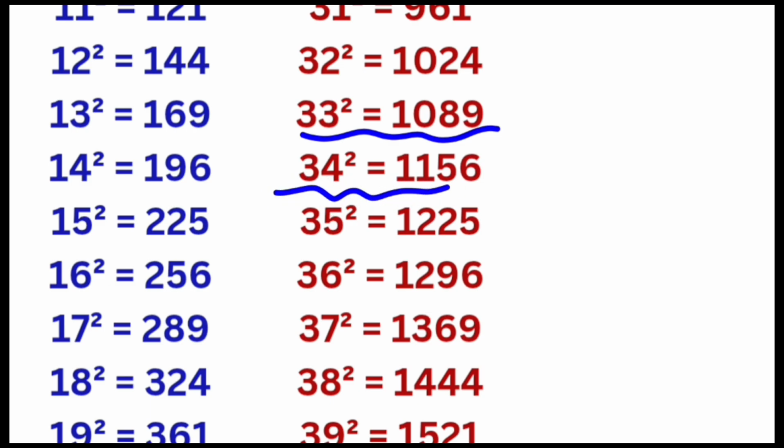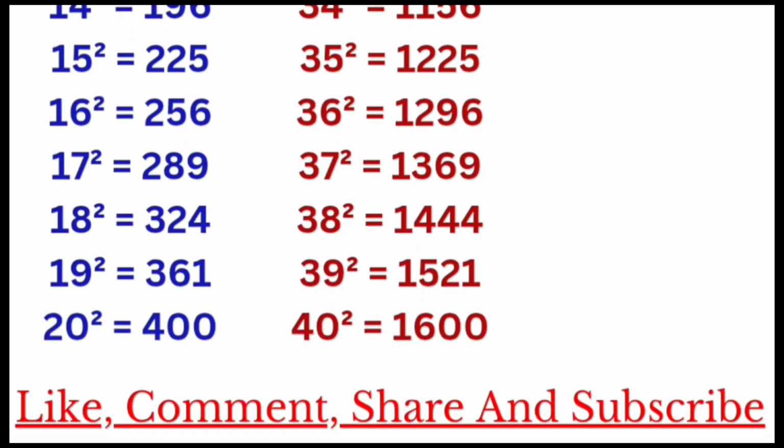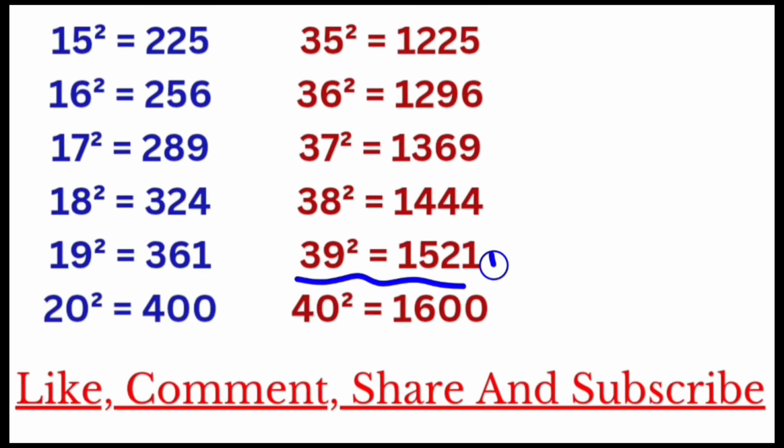Square of 34 is equal to 1156. Square of 35 is equal to 1225. Square of 36 is equal to 1296. Square of 37 is equal to 1369. Square of 38 is equal to 1444. Square of 39 is equal to 1521.